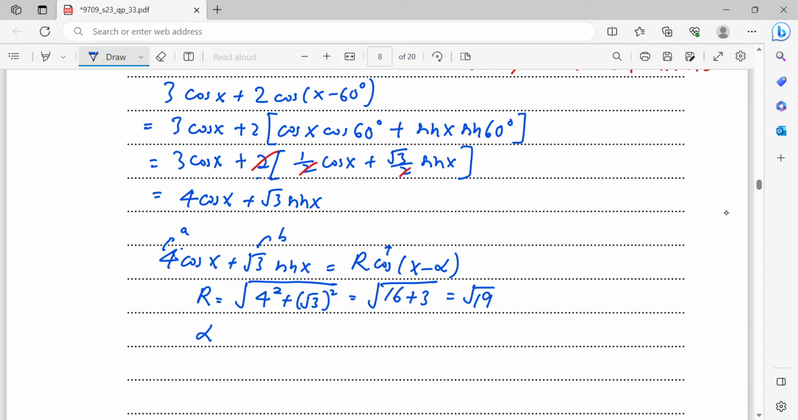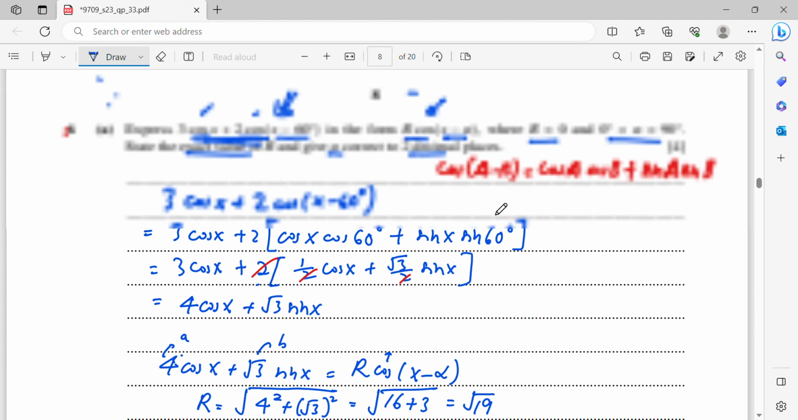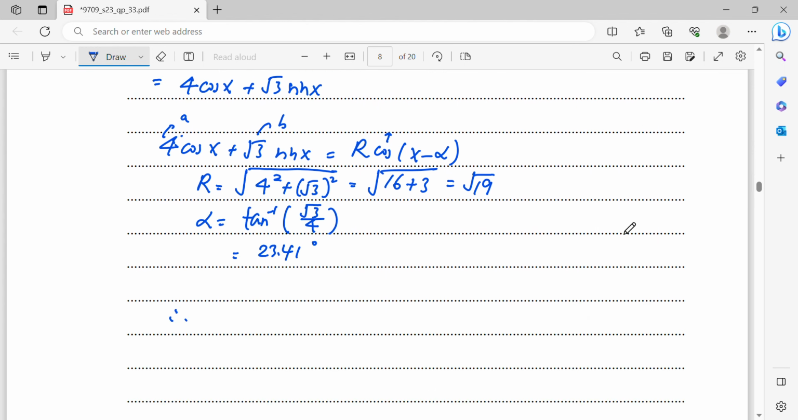And then the alpha is inverse tangent B over A, which is square root 3 over 4. Now you need to leave your answer in degrees and correct to 2 decimal places, so it will be 23.41 degrees. So at last, I will just write down the original question, 3 cos x plus 2 cos(x minus 60 degrees). It will be r, which is square root 19, cos(x minus 23.41 degrees).